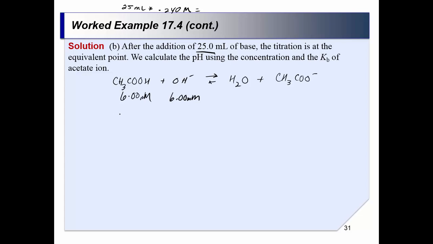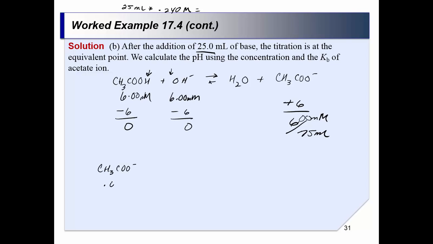And at the equivalence point, we have the same number of moles of acid and base. So they are completely consumed, and we have added 6 millimoles here. Now, because we're at the equivalence point, we need to look at the concentration in terms of total volume. So here we have a total volume of 75 milliliters. That makes the concentration of our acetate ion 0.0800 capital M molar. Now this is our acetate ion.